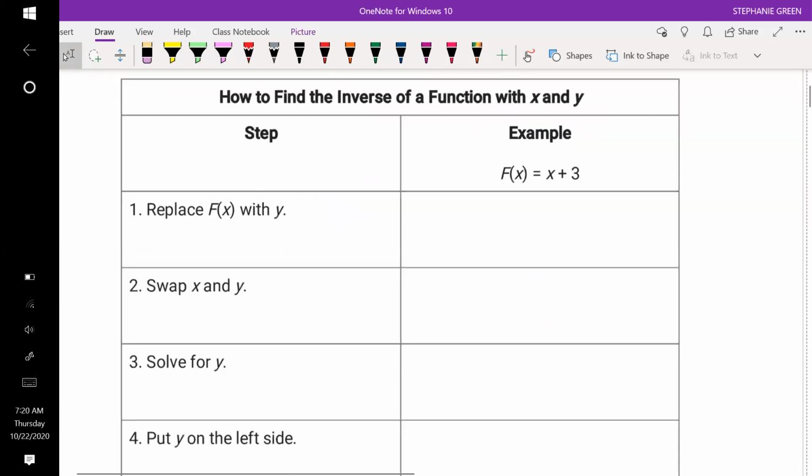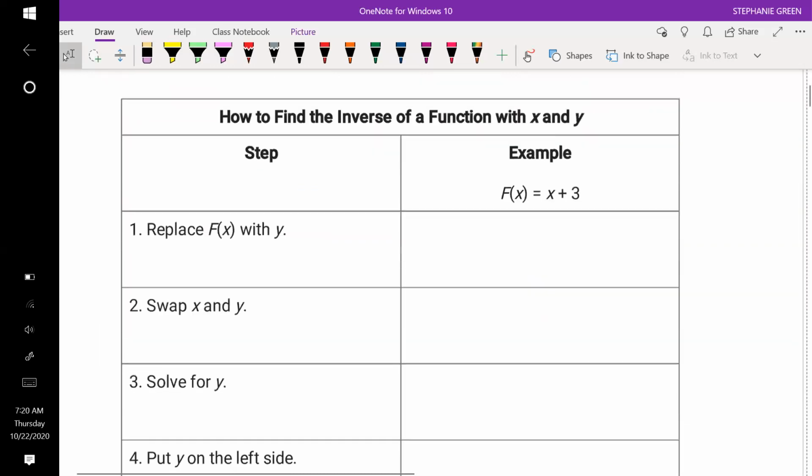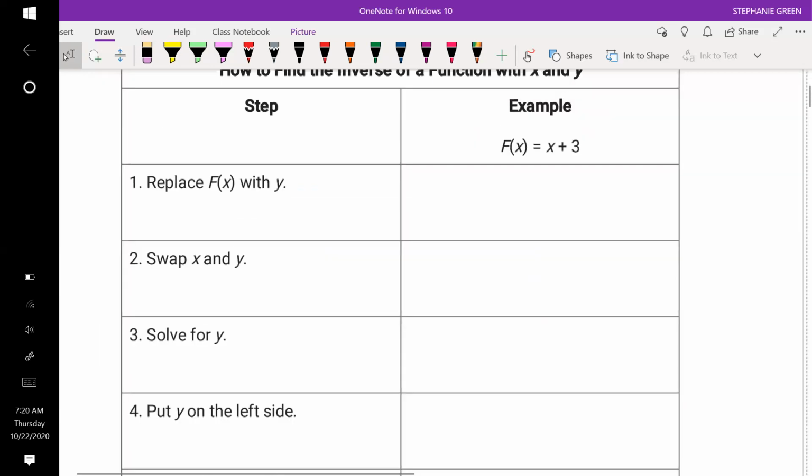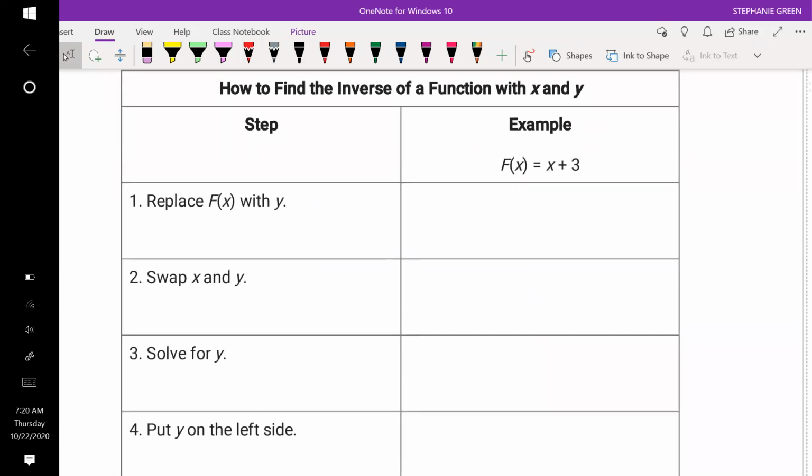So how do we find an inverse function? I already told you that the inverse of x plus 3 would be x minus 3, but what if it's more complicated than that? How do I get that inverse function? So this is a step-by-step process that will help you get the inverse function for any kind of function, no matter how complex it is.